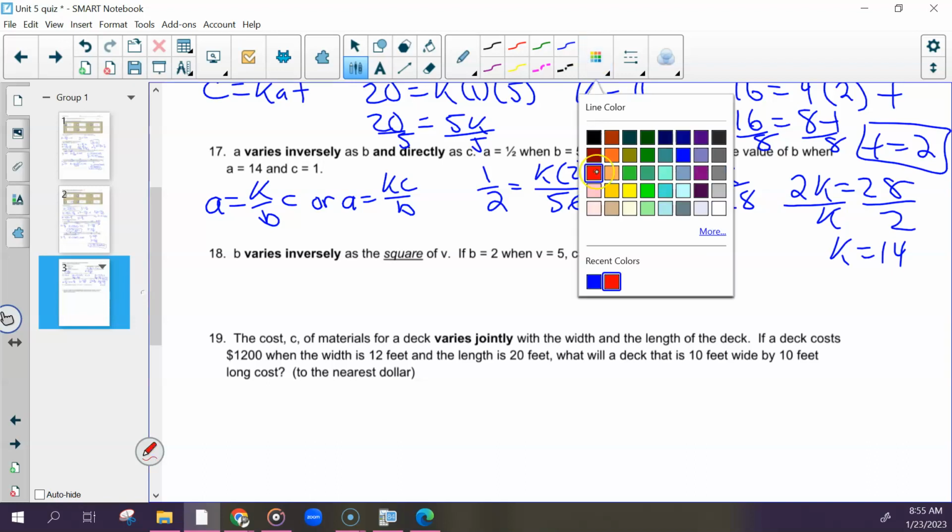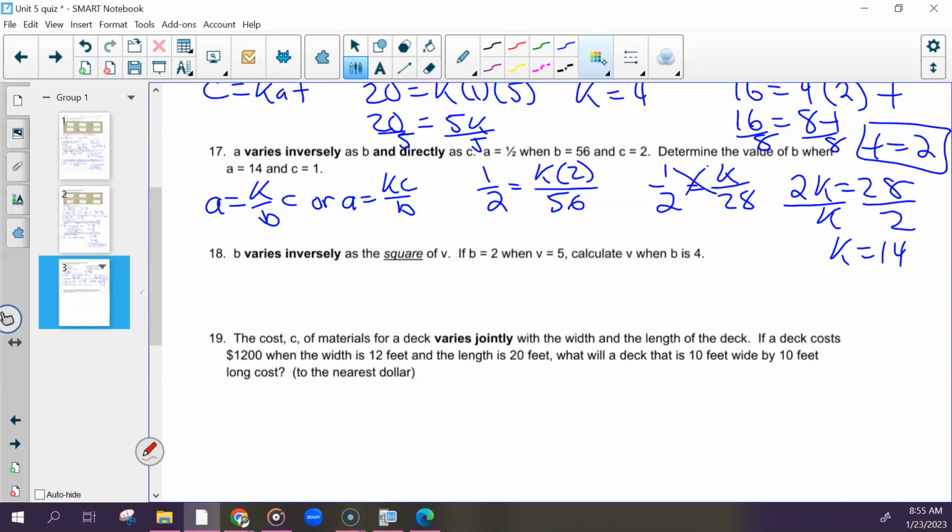And I'm running out of space. So A is 14, K is 14, C is 1, we don't know what B is. So if we multiply both sides by B, get it out of the denominator, and then divide both sides by 14, B is 1.